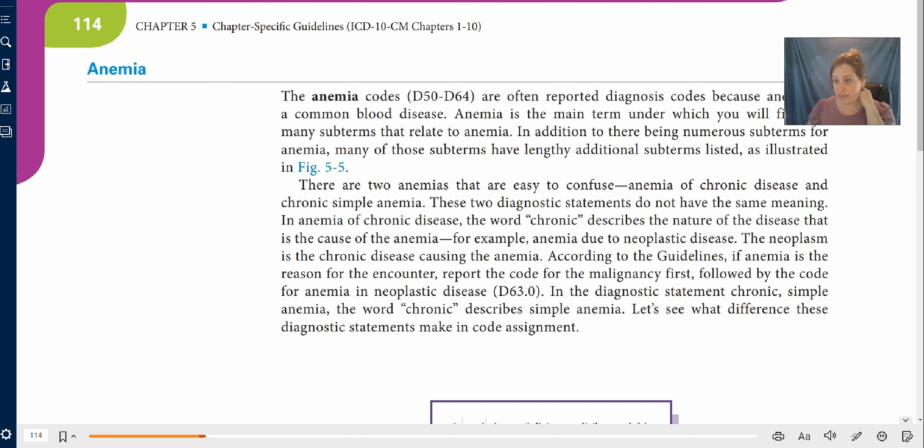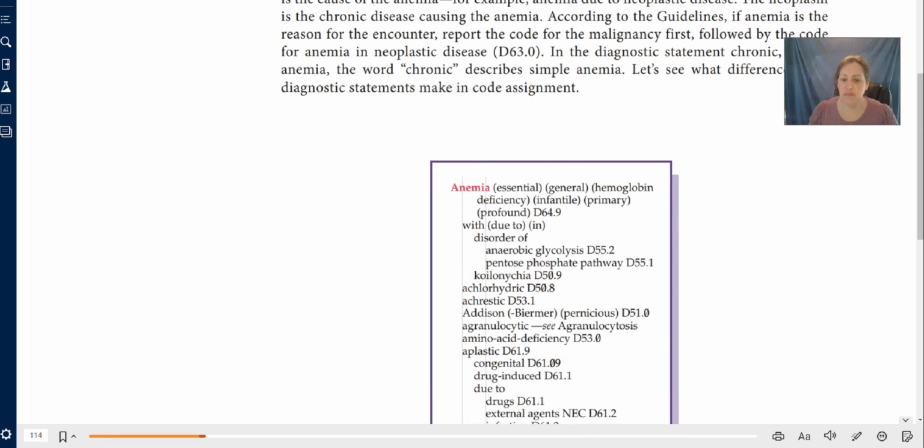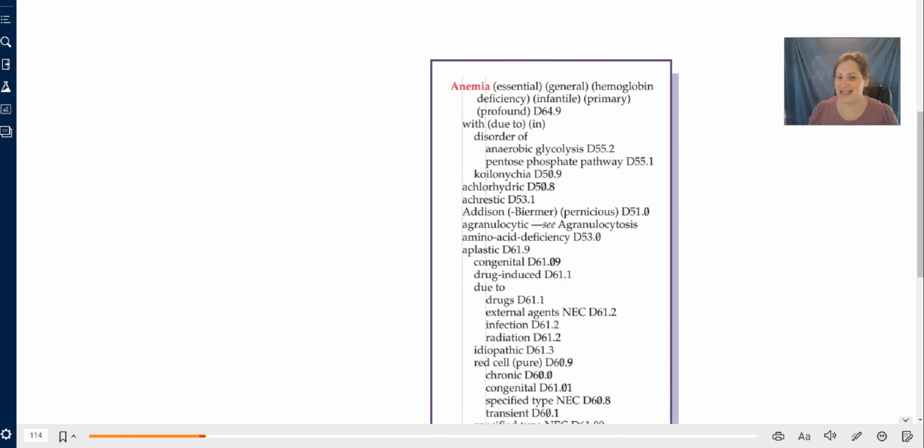And the big one in blood is anemia. It's one of the big ones. And so you would literally look up anemia, but then there are many, many, many kinds underneath. If your doctor does not specify, you're going to go with the one at the very top, which is your default when you don't know what kind of anemia it is. But you have all different kinds of anemia that you can get much more specific.